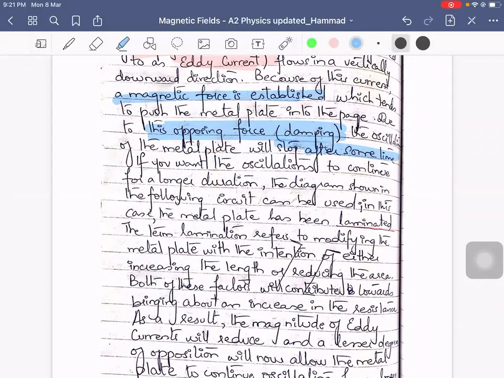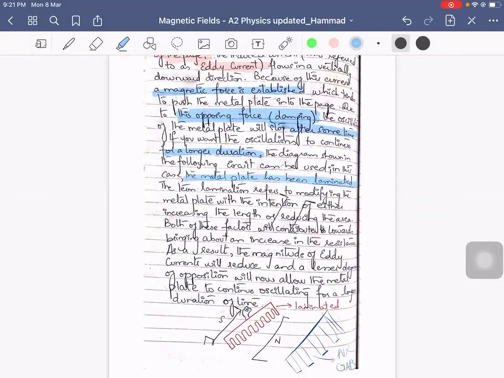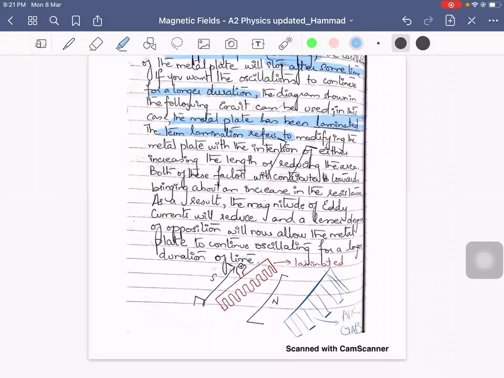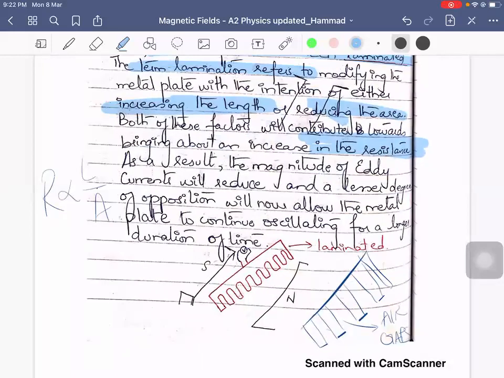If you want the oscillations to continue for a longer duration, the diagram shown in the following circuit can be used. In this case, the metal plate has been laminated. The term lamination refers to modifying the metal plate with the intention of either increasing the length or reducing the area. Both of these factors will contribute towards an increase in the resistance. Remember, from O levels, you know for a fact that resistance is directly proportional to the length of a conductor and inversely proportional to the area. So as a result, the magnitude of eddy currents will reduce, and a lesser degree of opposition will now allow the metal plate to continue oscillating for a longer duration of time.